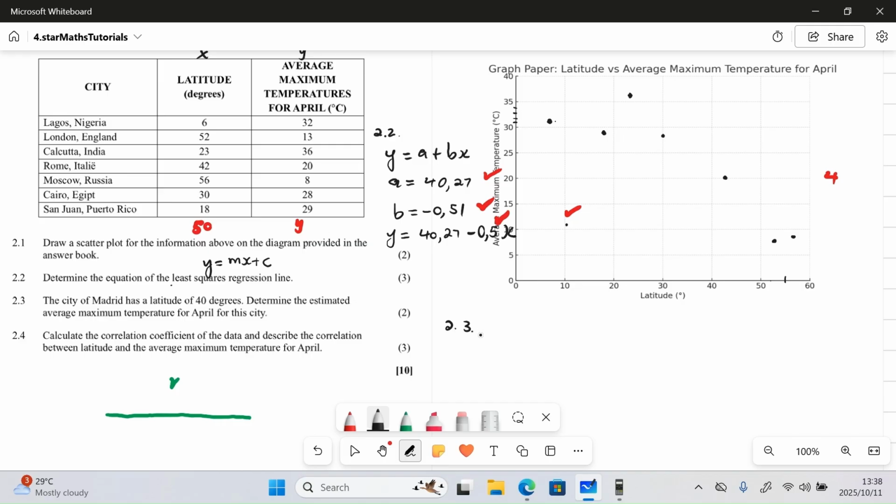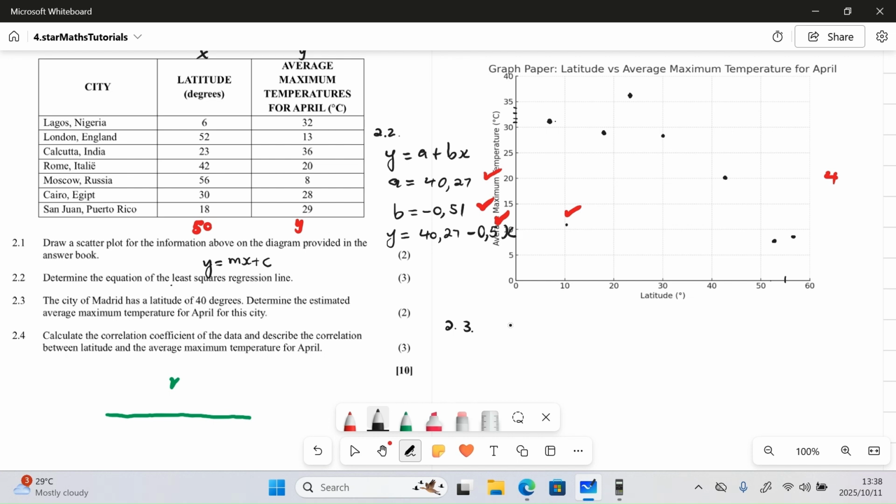Question 2.3 says the city of Madrid has a latitude of 40 degrees. Determine the estimated average maximum temperature for April for this city. Here we are, make sure that you don't make a mistake. You must know your values of x and your values of y. You must know your independent and dependent.